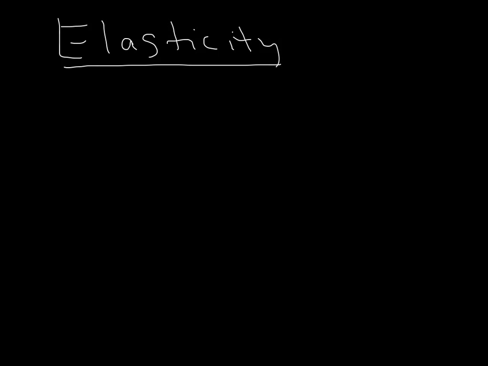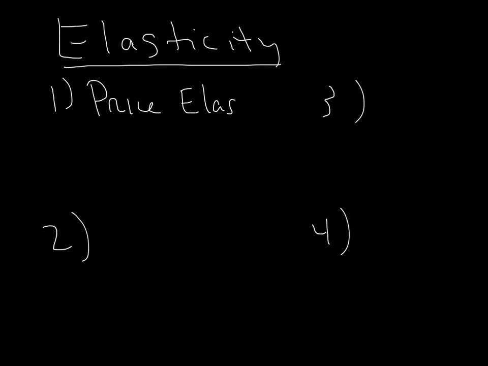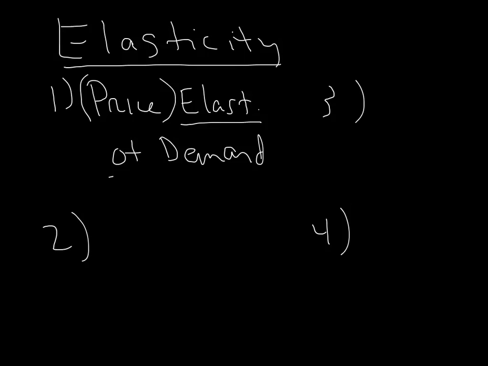This is a brief review of the key concepts from Chapter 5 that deal with elasticity. There are 4 different formulas for elasticity. The first one is known as the price elasticity of demand. I'm going to put price in parentheses because it's frequently just referred to as the elasticity of demand.